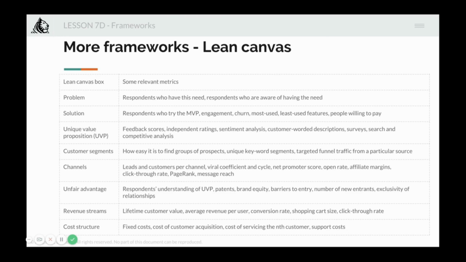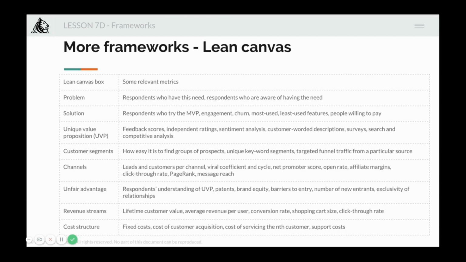The unique value proposition, which is feedback scores, independent ratings, sentiment analysis, customer worded descriptions, etc. These are all great for UVP. In fact, a lot of times the testimonial or the customer worded description that you get will help you articulate the unique value proposition in a much better way, because the customers will be using language which is devoid of all marketing jargon and will be much nearer to what the customer perceives the product to be doing. Then there is customer segments, which is how easy it is to find a group of prospects, unique keyword segments, targeted funnel traffic, and so on.